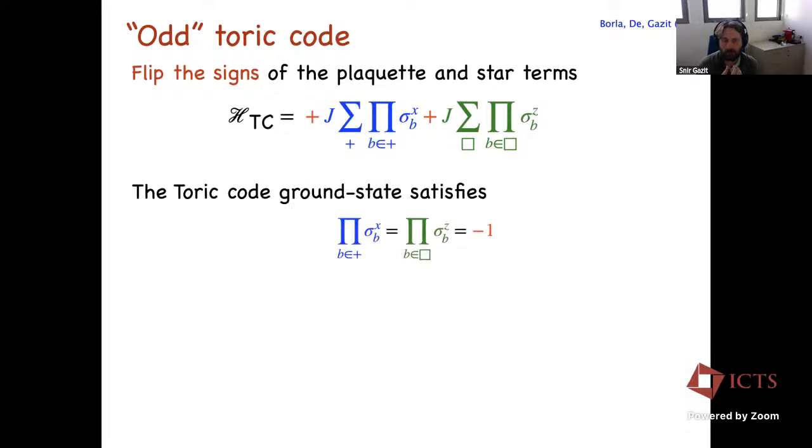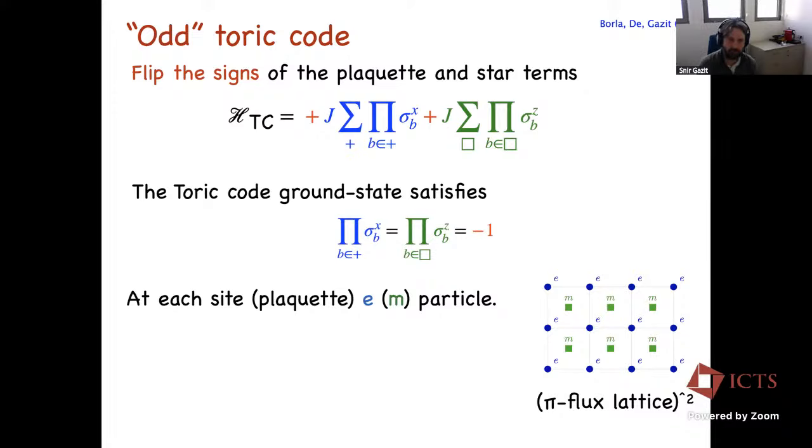So here, it's still a solvable model. It's very easy to solve, but the ground state would now satisfy that the product over the stars and the product over the plaquettes would equal -1 instead of +1. So visually, now we have a sea of E particles and M particles. We have an E particle at each site and an M particle at each plaquette. And maybe by abuse of definition, I would call this a pi flux square lattice.